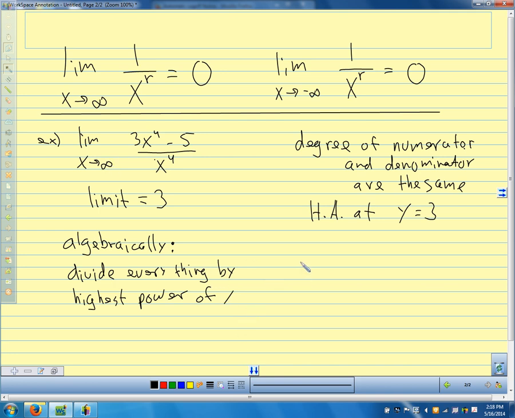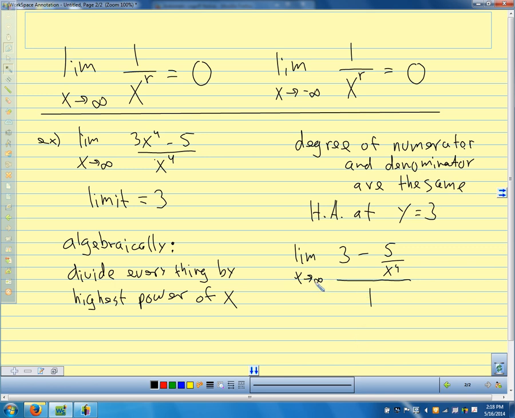So let's go through those steps. So we have the limit as x approaches infinity. This is how we would simplify this algebraically. Divide by the highest power of x. So the highest power of x is x to the 4th. So when I divide 3x to the 4th by x to the 4th, I get 3. Divide 5 by x to the 4th, minus 5 over x to the 4th. And then in the denominator, we're multiplying the numerator and denominator by 1 over x to the 4th. So we get over 1.